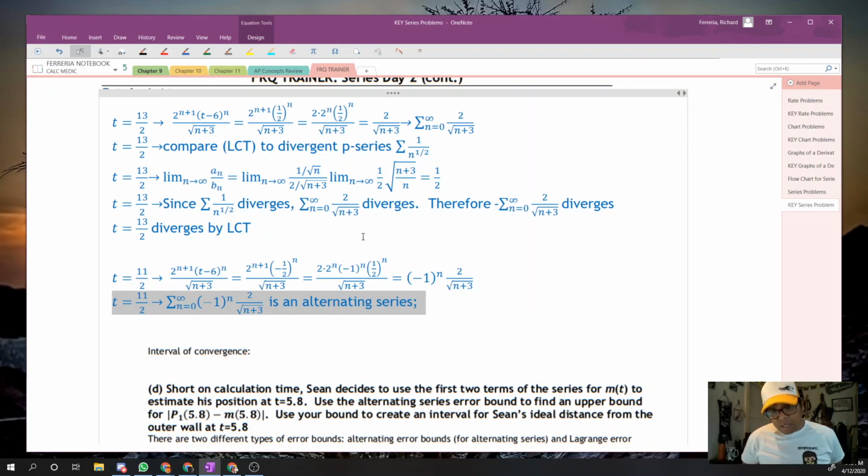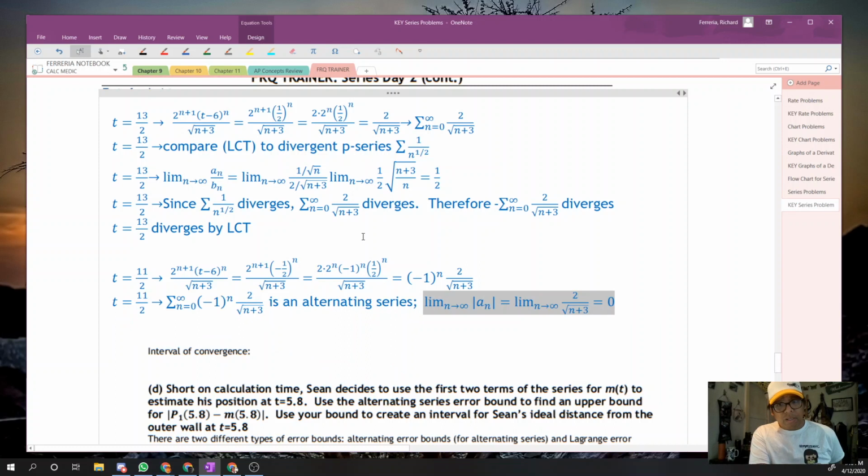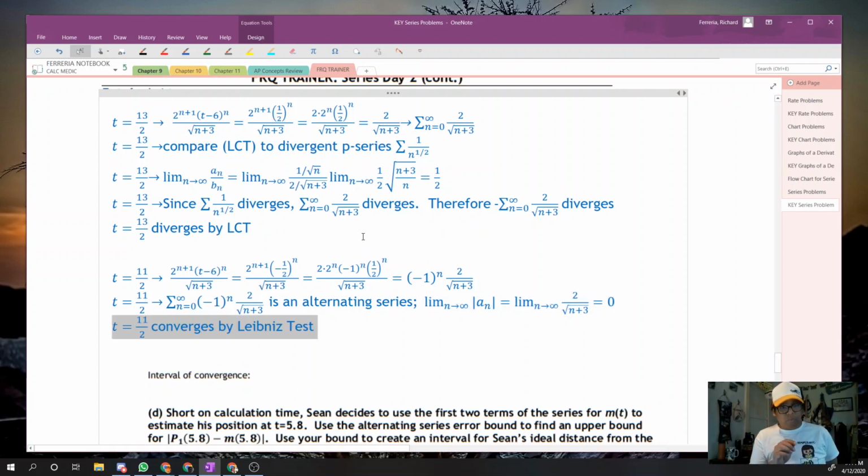So if that's an alternating series, we just need to utilize the Leibniz test to figure out whether this converges or not. The Leibniz test says that if the limit of the absolute value of the general term goes to 0, like this one does, then the series is going to converge. Now be careful, because that is a lot of the same words we would use for something like the nth term test. So you really got to know which test you are trying to do here. If it's the Leibniz test, 0 is a good thing. If it's the nth term test, 0 is not a good thing.